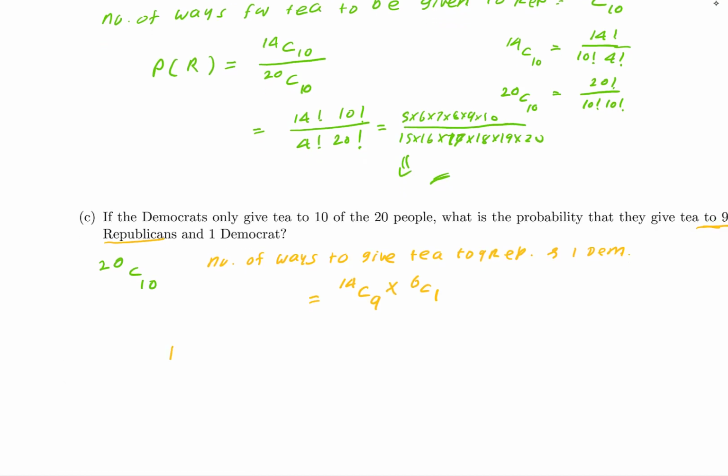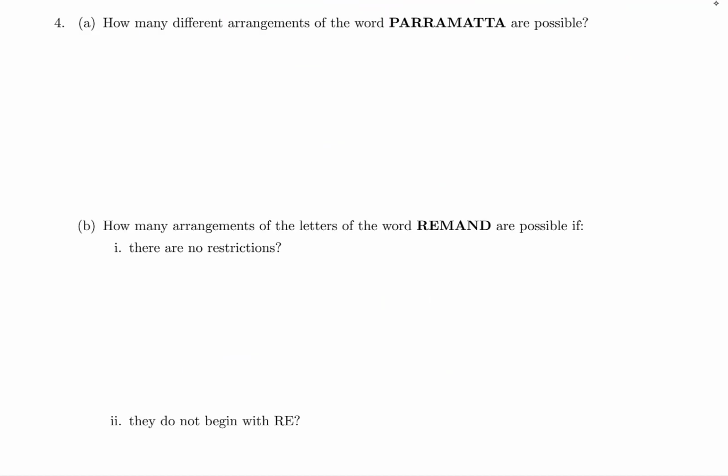Then what is the probability of that? So I use the probability of the above event, right? I say the number of ways to give the tea to 9 Republicans and 1 Democrat equals, you see, 14C9 multiplied by 6C1 divided by 20C10. So that is the answer for this.